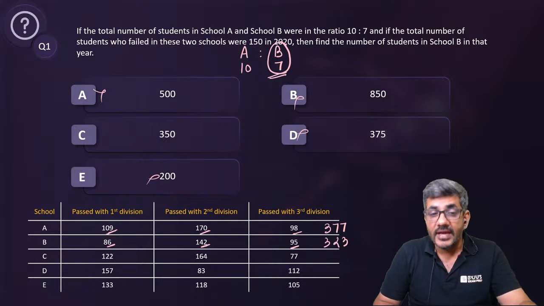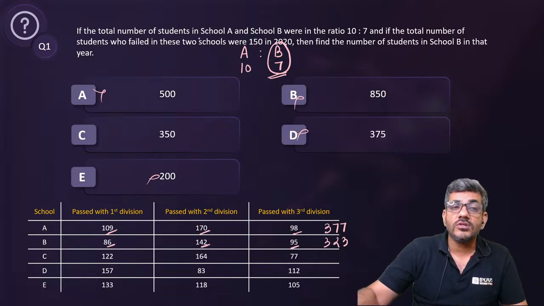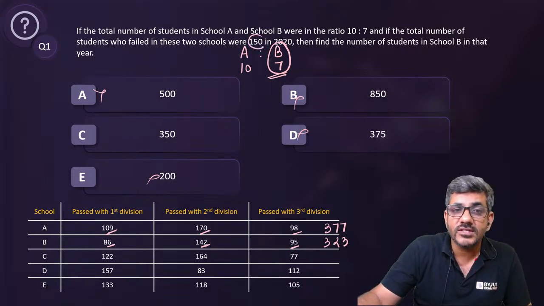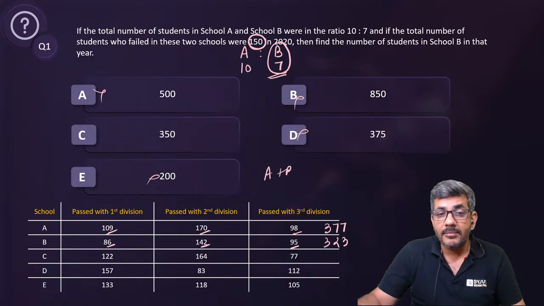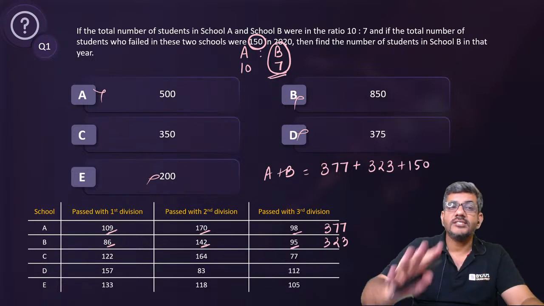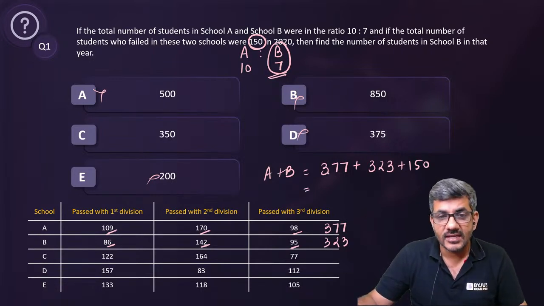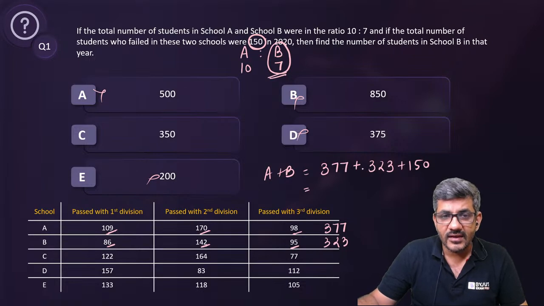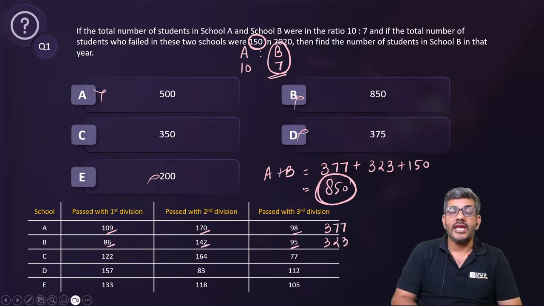377 students in section A passed in first division, second division or third division. Now he says total number of students who failed in these two schools is 150, right? So what is the total number of students in A and B together? It is 377 who passed in A, 323 who passed in B, 150 who failed in these two sections together. तो टोटल नंबर ऑफ स्टूडेंट्स इन ए एंड बी इज द सम ऑफ दीज थ्री नंबर्स. कितना आ रहा है जरा देखिए. 377 and 323 is 700. 700 plus 150 is 850. So total number of students in these two schools is 850.